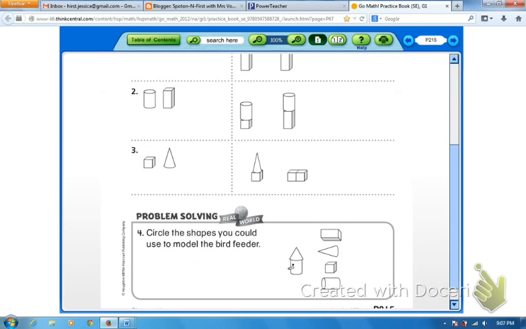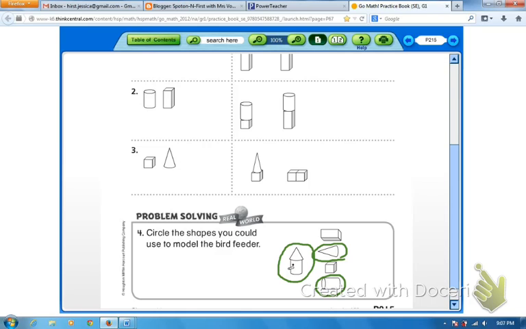At the bottom, the problem solving, it gives them a real world object such as the bird feeder, and they have to decide which shapes would you use to create that bird feeder. So that would be our cone for the top and then the cylinder for the main part of the birdhouse.